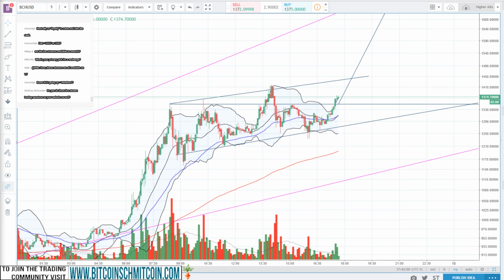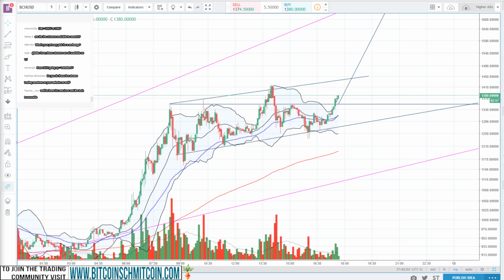Knew BCH was going up based on intuition? No, I knew BCH was going up because if you look at my Twitter account, I've been calling this breakout of Bitcoin Cash for a while, for like a couple weeks.